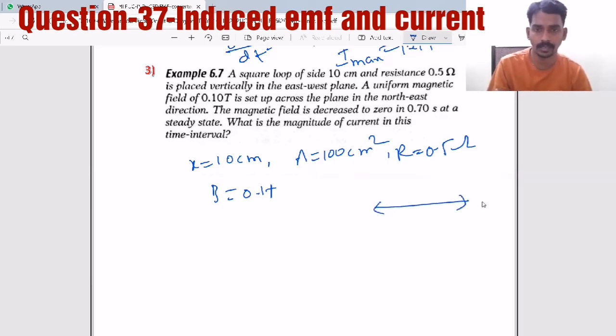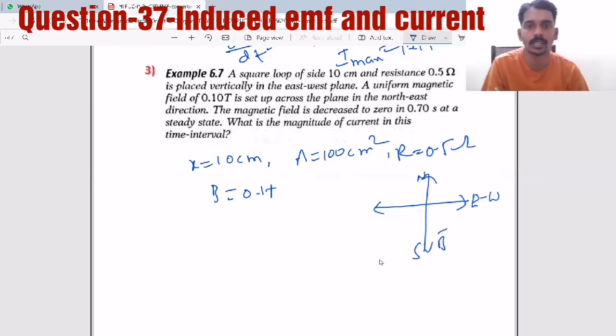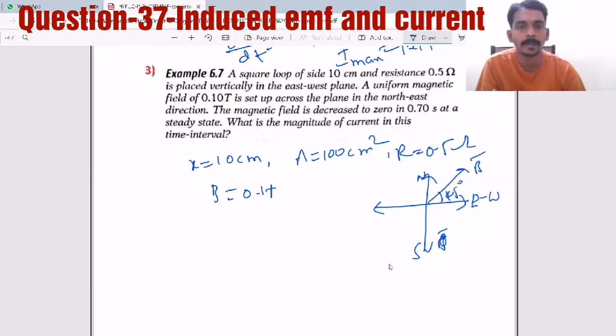Like the plane surface is in this direction, east-west direction, and the magnetic field is along north-south direction. Now, sorry, northeast direction, not northwest. Northeast means B bar is along this. This is B bar. That means this angle is 45 degrees. Now the magnetic field is decreased to 0 in 0.7 seconds. So now the magnetic field decreased to 0, in a time of 0.7.